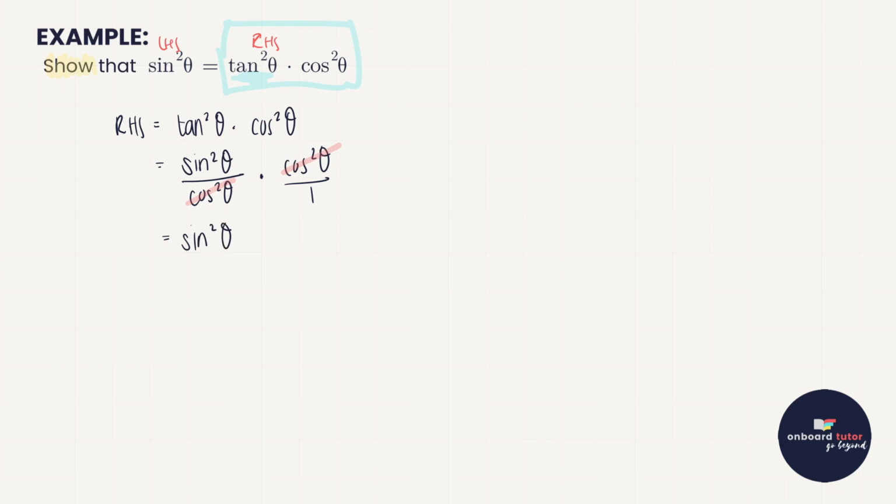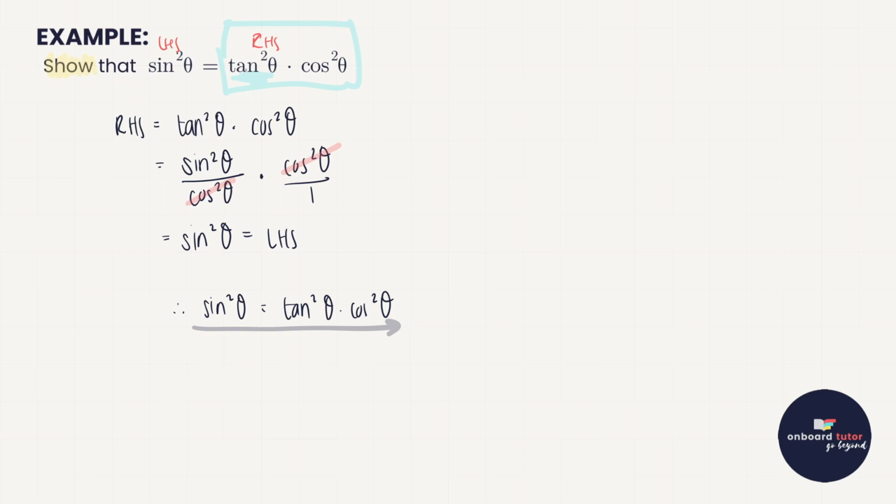Then we go back and have a look and say, ah, that was the left-hand side. So we have proven that this identity is true. You don't have to do this, but at the end I love to say, therefore, sine squared theta is equal to tan squared theta times cos squared theta, because we have proven it.